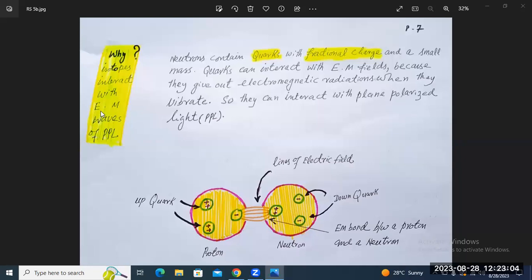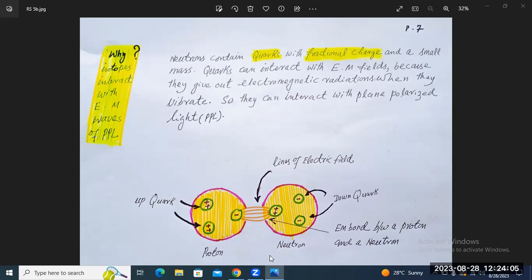Why do isotopes interact with electromagnetic waves of plane polarized light? We can see the neutrons contain quarks with fractional charge and a small mass. The quarks can interact with electromagnetic fields because they give out electromagnetic radiation when they vibrate. So they can interact with plane polarized light. So with the interaction of the quarks in the higher isotopes, there would be a change in the angle of rotation of the incoming plane polarized light to the molecule having the isotopes.